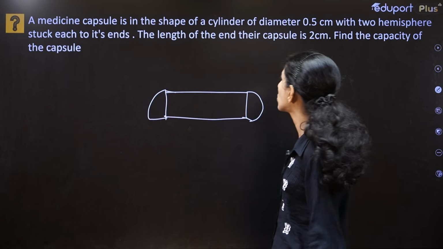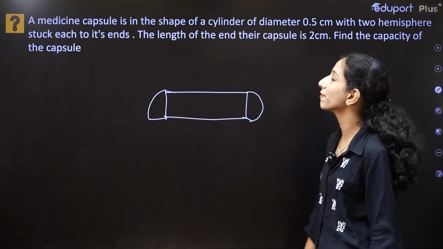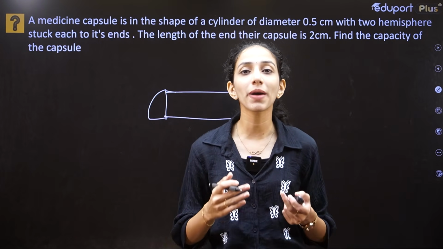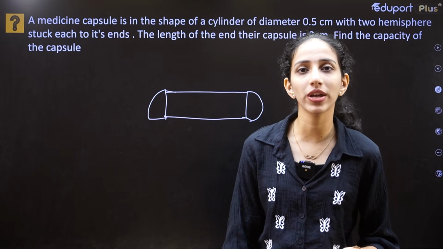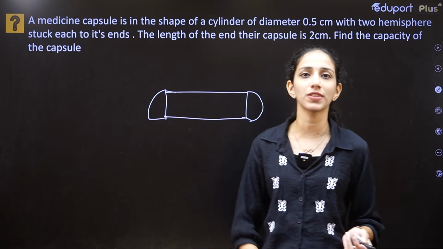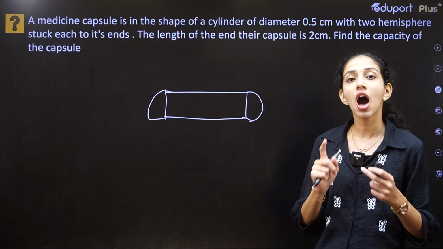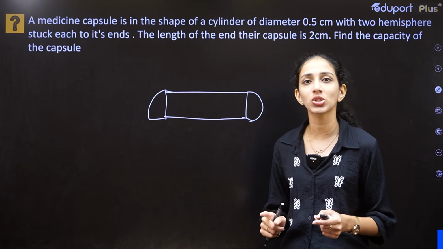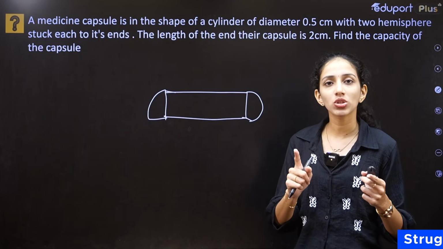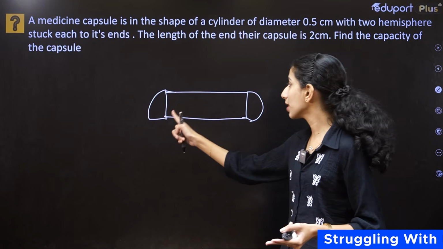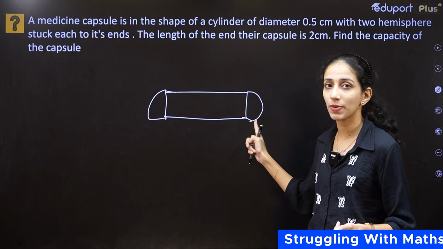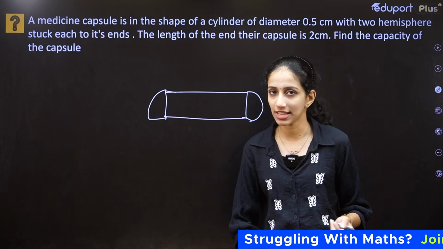Then the question is to find the capacity of the capsule. What do you mean by capacity? Capacity means, yes, volume. So, we want to find out the volume of the combination of these solids. How will you find the volume of a combination? Yes, if the question is volume, just add the volume of these 2 hemispheres plus the volume of this cylinder.